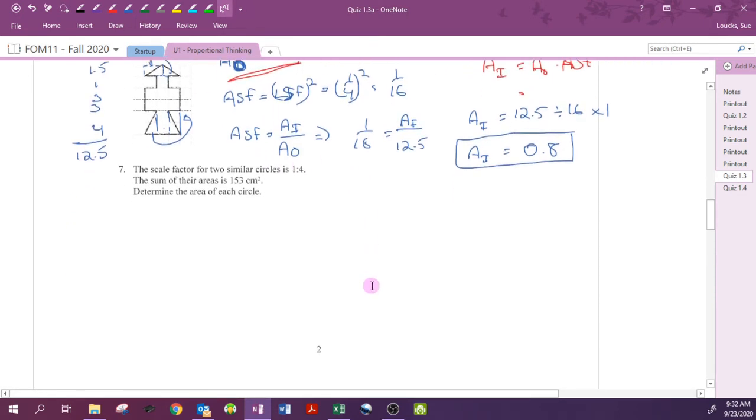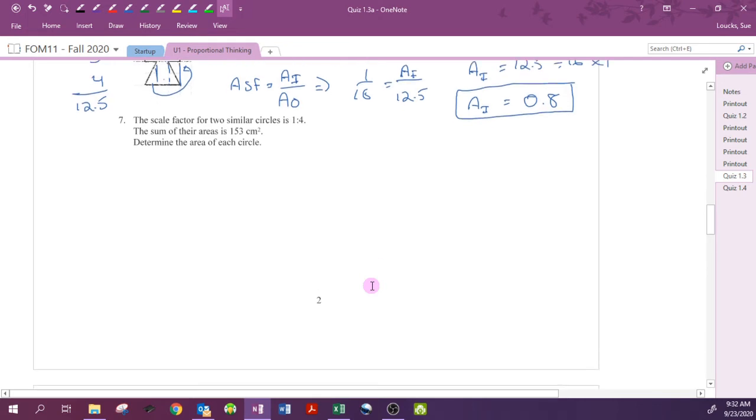Okay, this question is legitimately hard. This one here, number 7. The scale factor for two similar circles is 1 to 4. So that's the linear scale factor. So I'm immediately going to write down that the area scale factor is 1 over 16. All right. And the sum of their areas is 153 centimeters squared. How big is each circle? Well, I don't know.